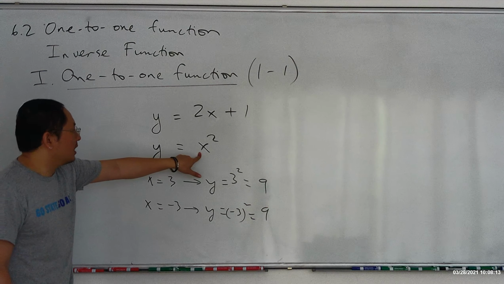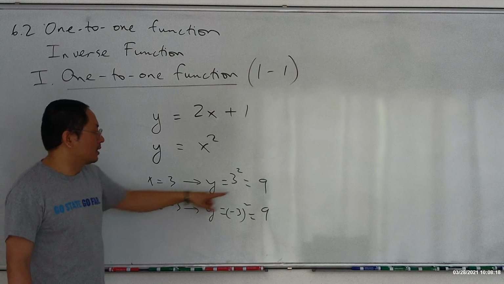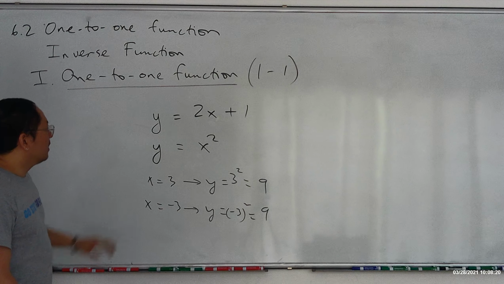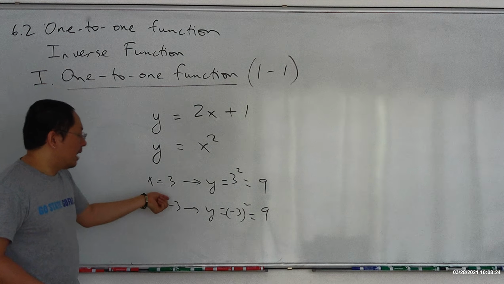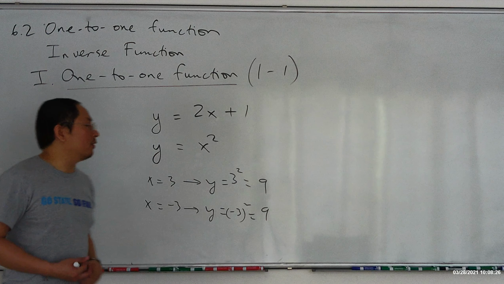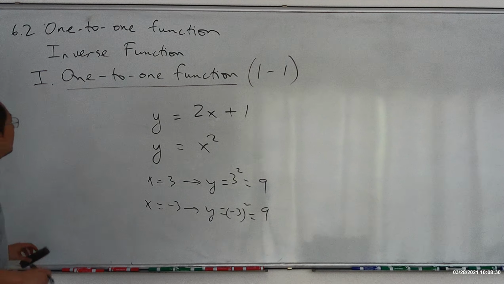So this function right here is not one-to-one because I can have 3 and -3, different inputs, give you the same output. So one-to-one means different inputs give you different outputs. Same input, of course, gives you the same output. Okay, so let me just write this down kind of formally.